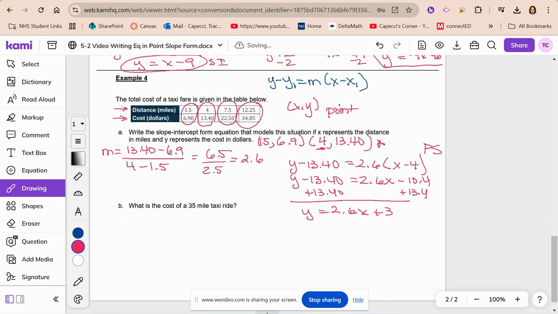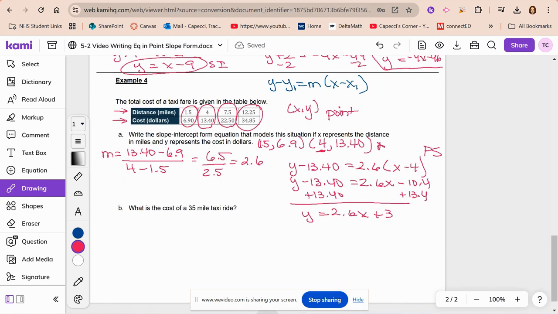So let's talk about this a little bit. So this 3, what is that? When we're doing slope intercept form, this looks like just a standard fee. This is a fee that they're just going to have us pay no matter what. You get in the taxi cab, it starts at $3 no matter what.